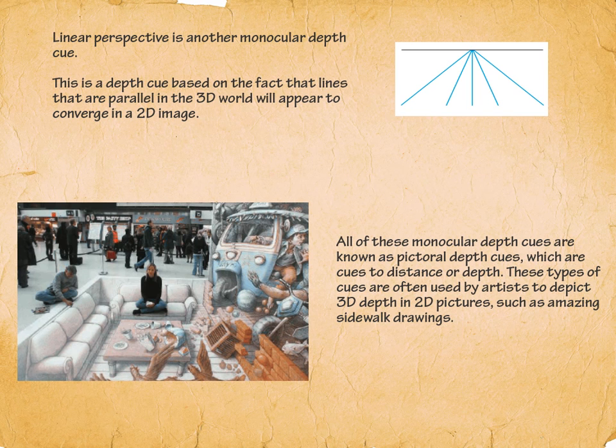Linear perspective is another monocular depth cue. This is a depth cue based on the fact that lines that are parallel in the 3D world will appear to converge in a 2D image. All of these monocular depth cues are known as pictorial depth cues, which are cues to distance or depth. These types of cues are often used by artists to depict 3D depth in 2D pictures, such as amazing sidewalk drawings.